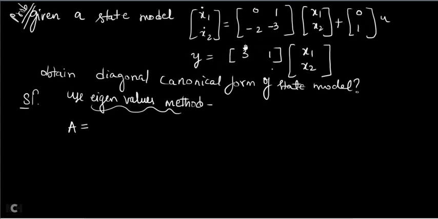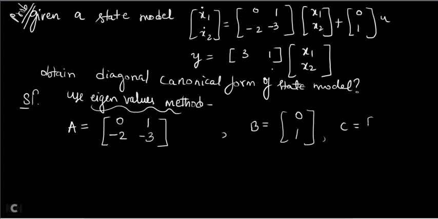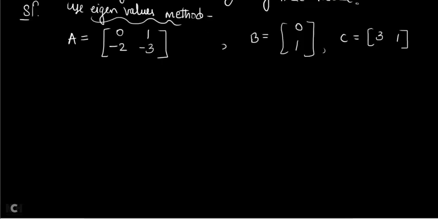And y is equal to C into x, so this will be C. Is there any D present? No. D is equal to 0. So capital A from the given problem is 0, 1, minus 2, minus 3. Okay. And what is capital B? 0, 1. And what is capital C? 3, 1, a row vector.